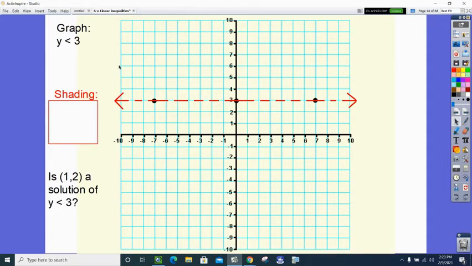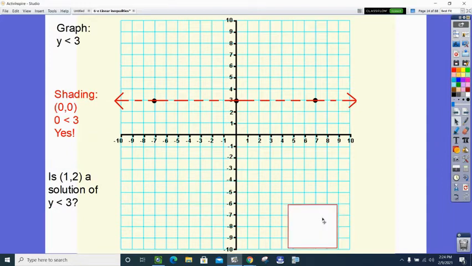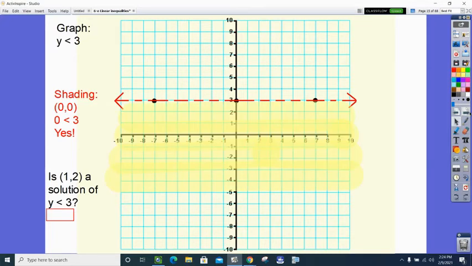So now the question is, I need less than 3. And when they are the special cases, it's obvious to see where to shade, but I'm just going to show you that I'm going to pick my favorite test point, and I'm going to put just the 0 in for y. It holds true. So I'm going to shade where (0, 0) is, and it makes sense. I need all the numbers that are less than 3. All the y's less than 3 would be down here. So there is my shading.